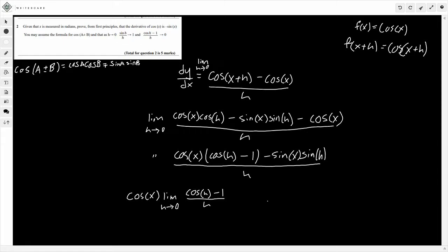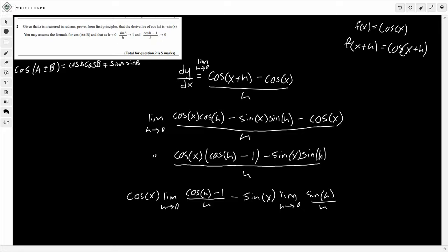So what we're going to do now is plug the sine x in front of the limit again, just like we did here. So this is minus sine x, like so. And then again, the limit as h tends to 0 of sine h over h. Again, it's another fraction. So sine h over h. And then we have to look at what we know.